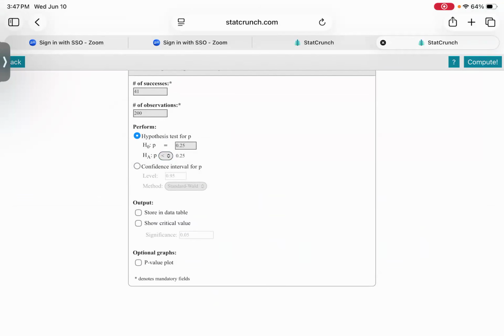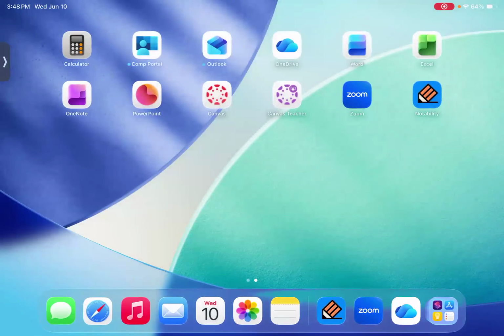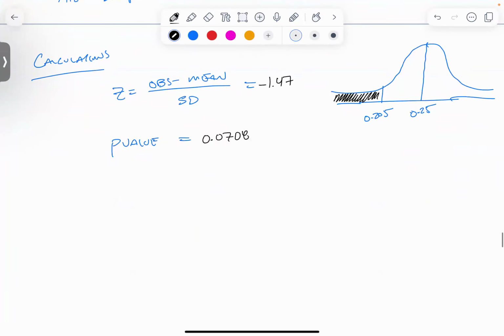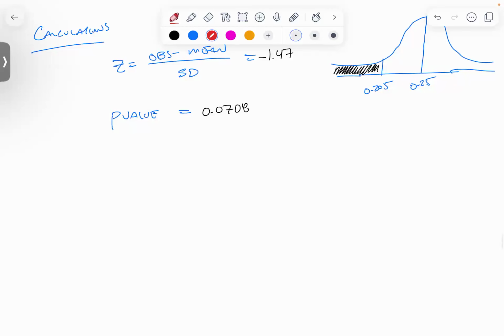Every time before I go to StatCrunch, I see the mistake that people rush to StatCrunch. Write stuff down, identify your information, write everything out that you possibly can before you go running into StatCrunch, because that's the big problem for sure. Then I hit compute, and notice, here's my z-stat and here's my p-value: negative 1.47 and 0.0708. So no hand calculation required. That allows us to go directly to the conclusions.